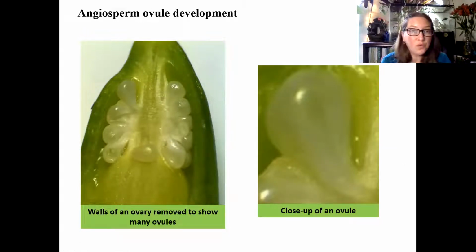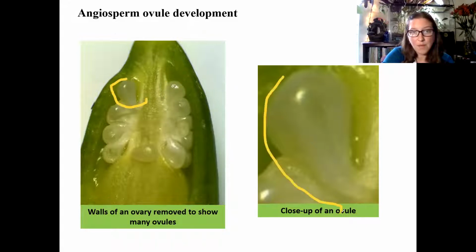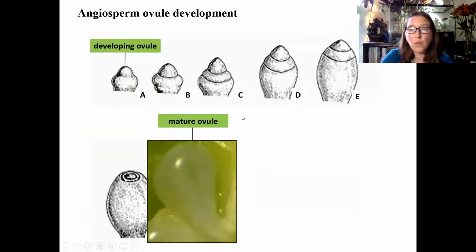If we were to remove the walls of an ovary, we would be able to see the ovules inside. So here on the left, we removed the walls of an ovary of a lily. And here's 1 ovule here, here's 1 ovule here, etc. And we're actually going to look at this one. This is that one close up of that ovule.